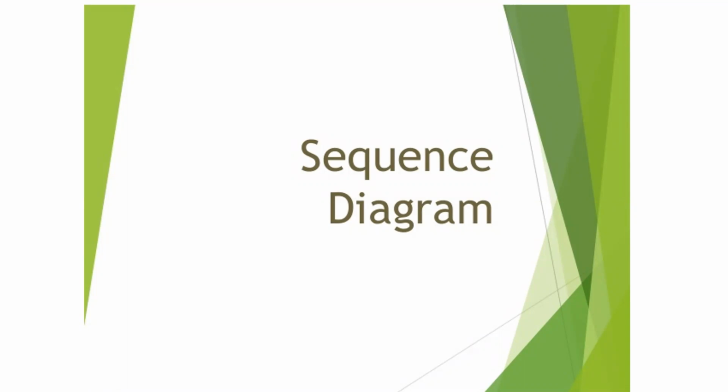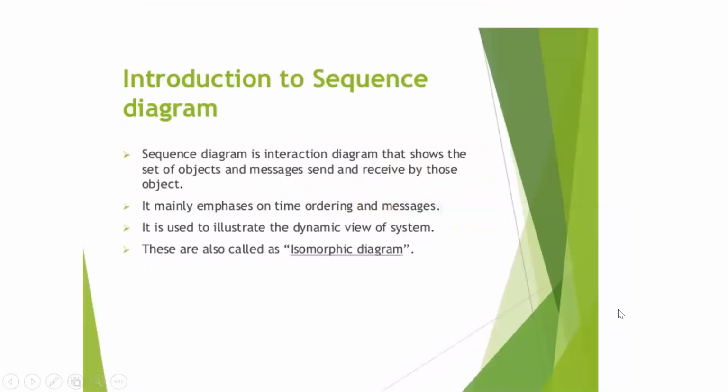Starting with the interaction diagram, one of the categories of UML, that is the sequence diagram. We'll see what a sequence diagram is. A sequence diagram is an interaction diagram that shows the set of objects and messages sent and received by those objects. It mainly emphasizes time ordering and messages. It is used to illustrate the dynamic view of the system, and is also called an isomorphic diagram.